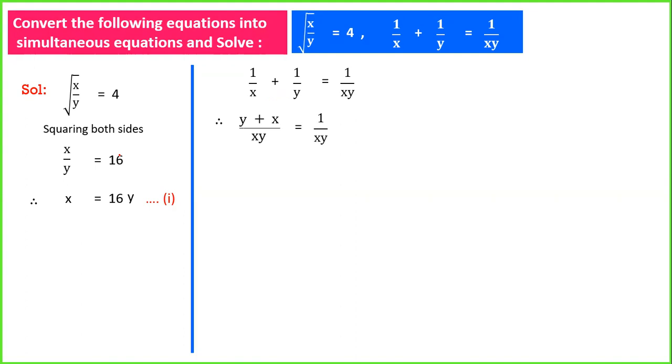Now there are many ways to solve it further. We can multiply both sides by xy, or simply I can shift this xy to the right hand side. So it becomes y plus x is equal to 1 into xy. So if I multiply xy into 1, I get xy upon xy. Now xy gets cancelled. So it will be y plus x is equal to 1.